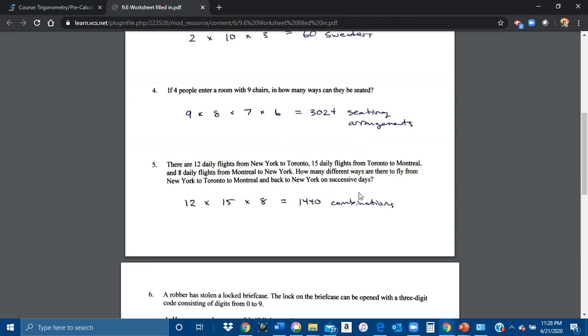This is similar to the one we had before. There are 12 daily flights from New York to Toronto, 15 daily flights from Toronto to Montreal, and 8 daily flights from Montreal to New York. How many different ways are there to fly from New York to Toronto to Montreal and then back to New York on 3 consecutive days? So there's 12 ways to fly on the first day, there's 15 ways to fly on the second day, and there's 8 ways to fly on the third day. So we're simply going to multiply those together. 12 times 15 times 8 equals 1,440 different flight combinations.